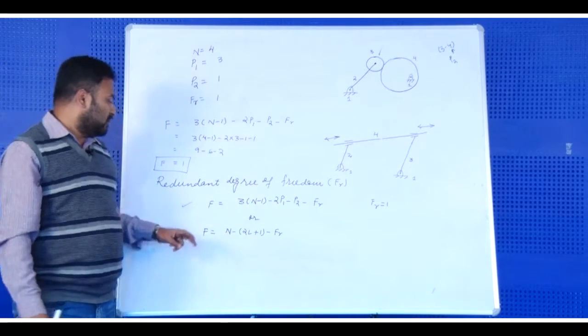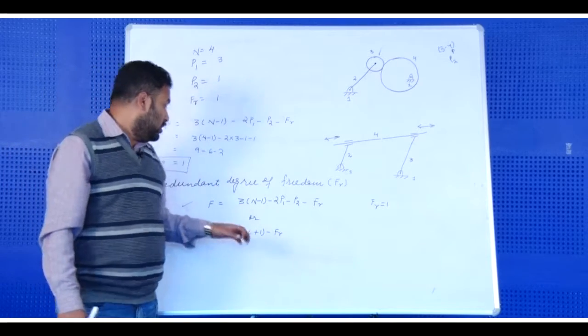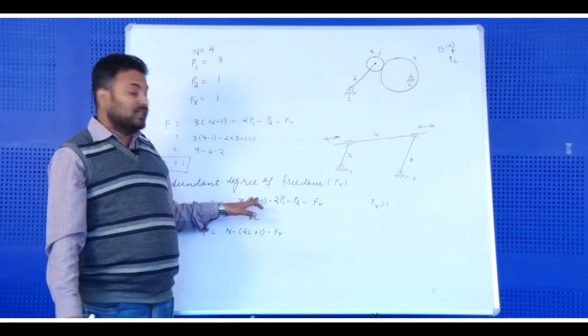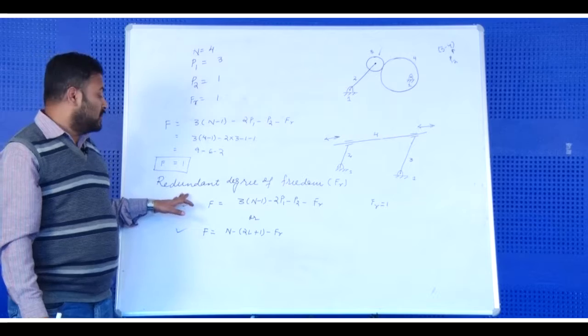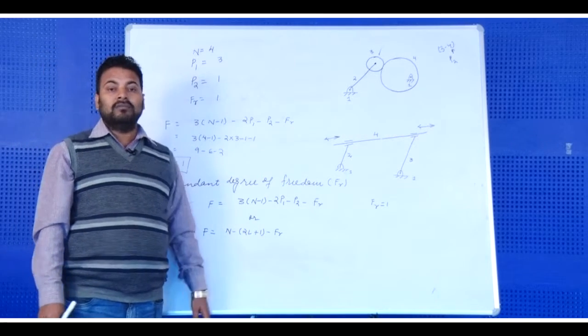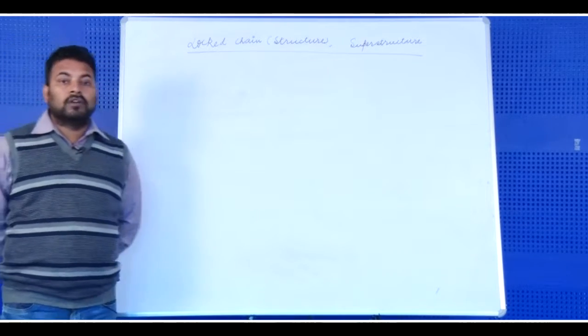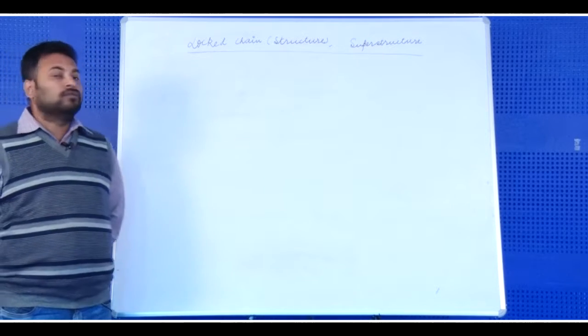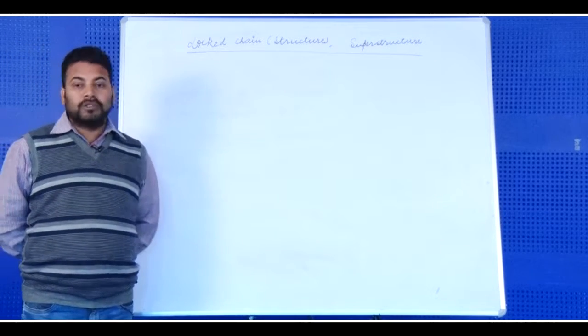There are 2 types of exceptions, as I have told you. It is due to the dimensional consideration of the links and due to the redundant degree of freedom of the links in a mechanism. Now, we shall discuss the locked chain, which is also called structure and superstructure.